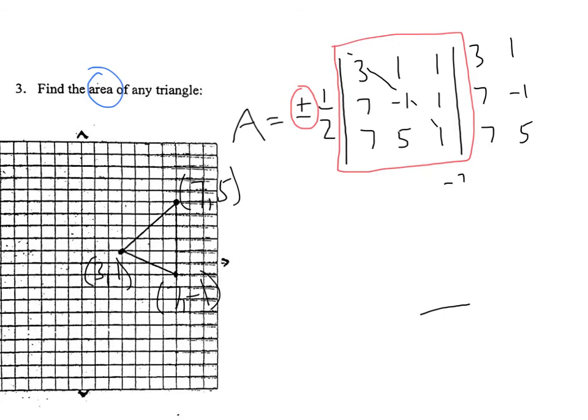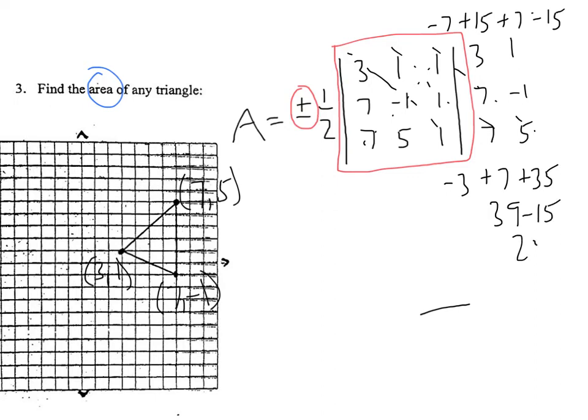So -3 plus 7 plus 35. So that's going to be 39. The other one would be -7 plus 15 plus 7. So 15. And then 39 minus 15 is 24. That's the determinant of that matrix. And so now I'm just going to take half of that, and I find my area to be 12 square units.